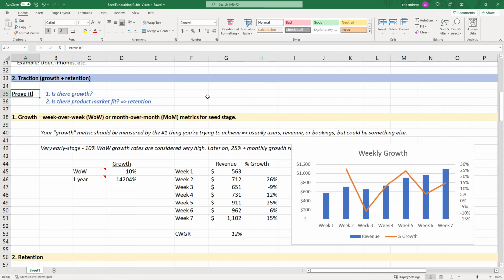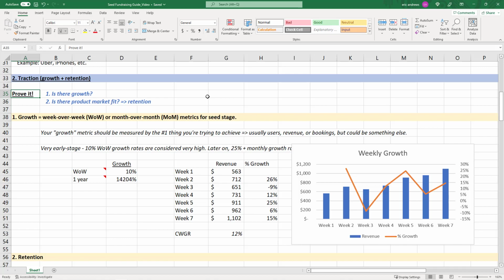So now that we've talked about TAM, now we need to talk about what are the metrics that can back up your traction. So if you say we've got a great business, investors are going to say prove it, and they're going to ask, is there growth? Do people want to buy this product? And is there product market fit? Meaning, when people buy it, do they continuously use it? So is there customer retention?